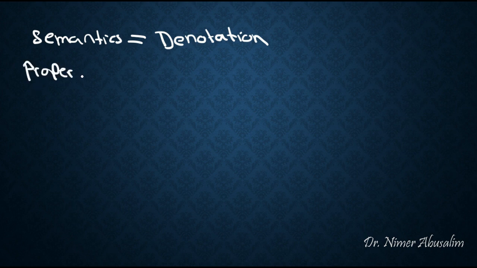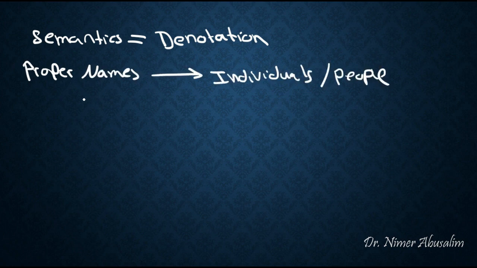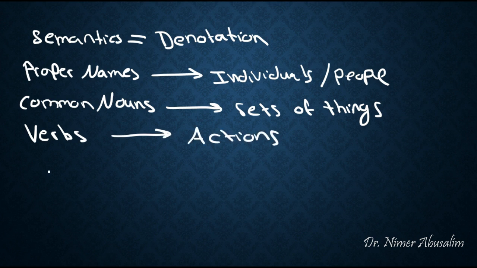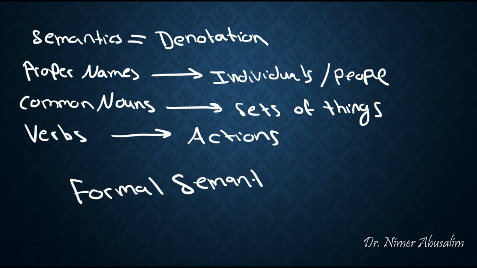For example, proper names denote individuals or people in the real world. Common nouns denote sets of things or objects in the world. Verbs denote actions. Okay? So this idea here is rooted in what we call formal semantics. Formal semantics makes no commitment to psychological matters when it comes to meaning. Pure denotation is at the heart of formal semantics.